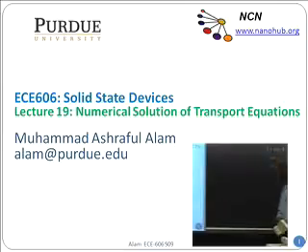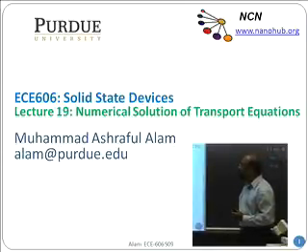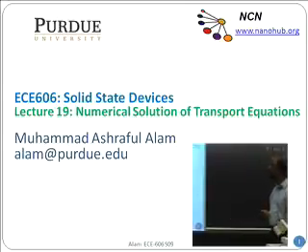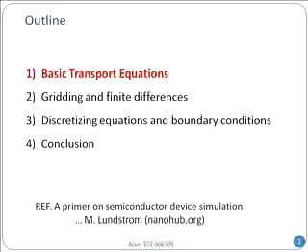So let me get started. This is lecture 19 on numerical solution of transport equations. As I have mentioned to you already, there are essentially 3 or 5 transport equations depending on how you count it. One is the Poisson equation, two continuity equations, and each continuity equation is complemented by a drift and diffusion component, these 5 equations. And in the last class, we discussed how to solve the problem analytically.